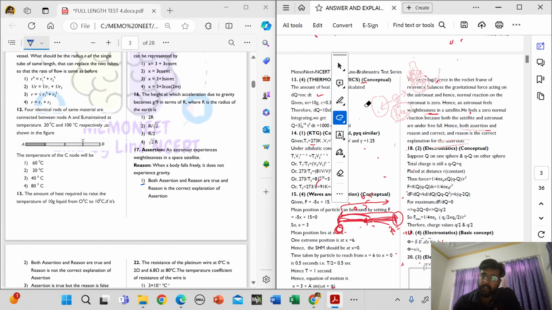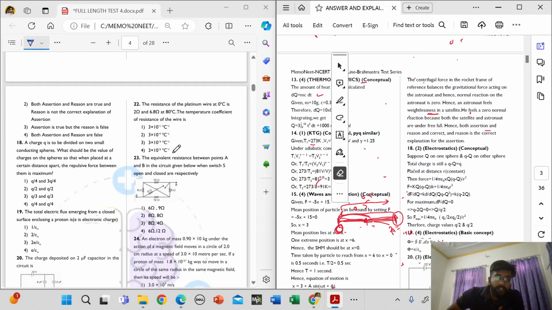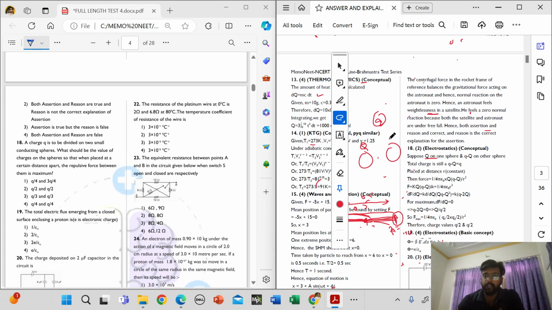Now, next question. 10th question. A charge Q is divided into two conducting spheres. What should be the value of the charge on a sphere so that when placed a certain distance apart, the repulsive force between them is maximum? Suppose we have the charge q on one sphere. The total charge given is Q. So the other charge will be left with Q minus q. Now the force acting between them at distance r will be equal to kq(Q minus q) divided by r square.